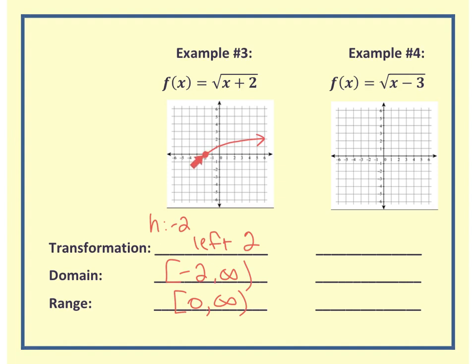My lowest x value is -2. And remember, we use brackets if it is on that value. So it is on -2. And the x value is increasing forever to infinity.